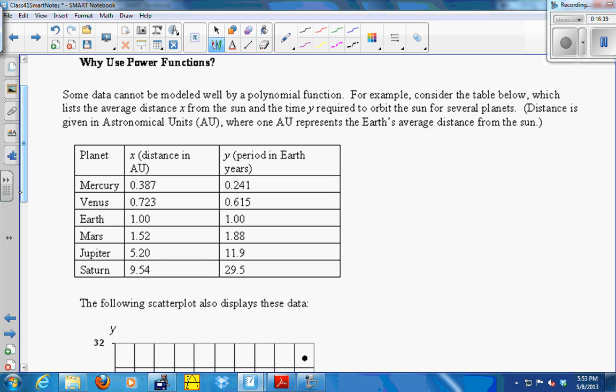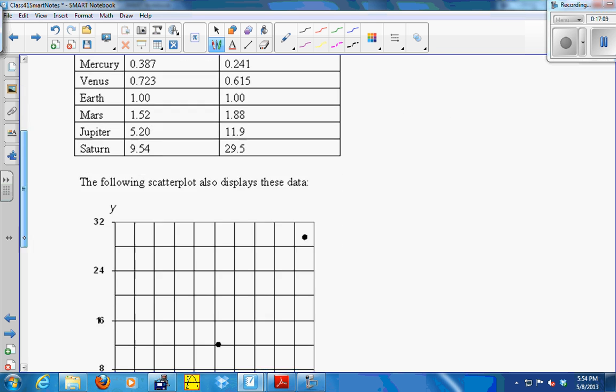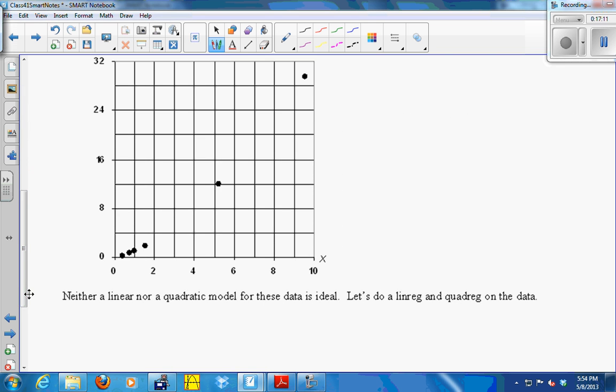All right, so why have power functions? Well, sometimes a power function is the best model for data. So for example, we have planets and their distance from the sun as our x value, and y is the time required to orbit the sun. Okay, so there should be some relationship between how far away a planet is and how long it takes to orbit the sun. So if we plot the data, you get a scatter plot that looks like this.